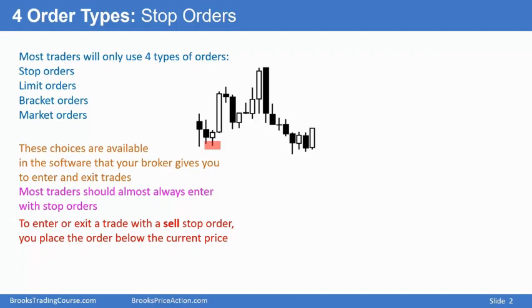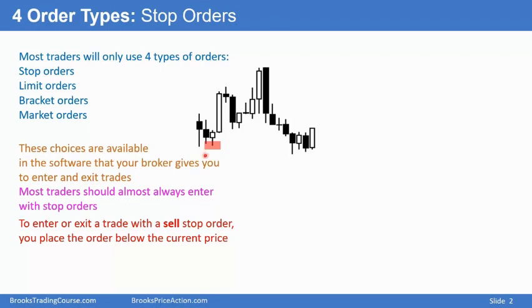For example, to enter or exit a trade with a sell stop order, you place the order below the low of the current bar. For example, if you're long and you want to exit below this bear bar, you place a stop order just below its low. When this bar traded below that low, the stop order becomes a market order and you're filled at the market. You're not necessarily filled at your price.